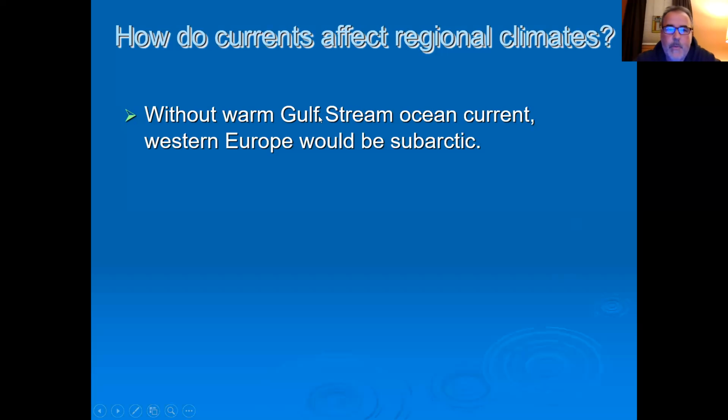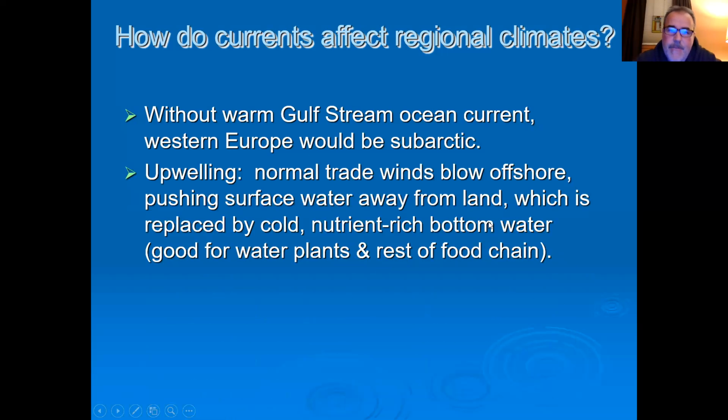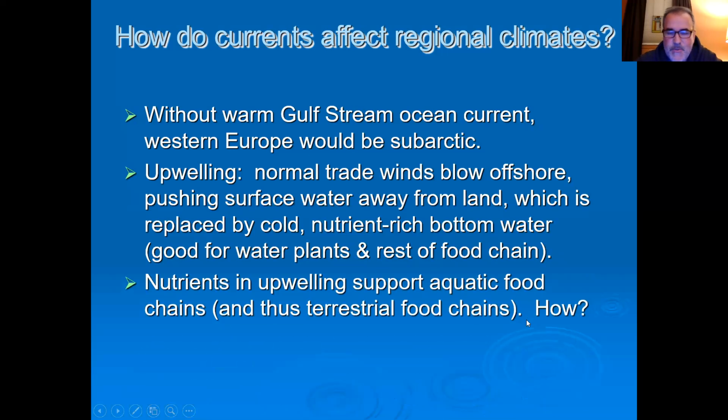So again, without the warm Gulf Stream ocean current, Western Europe would be subarctic. And then this idea of an upwelling. Normal trade winds blow offshore, pushing surface water away from land, which is replaced by cold, nutrient-rich bottom water. All right, and nutrients and upwelling support aquatic food chains.